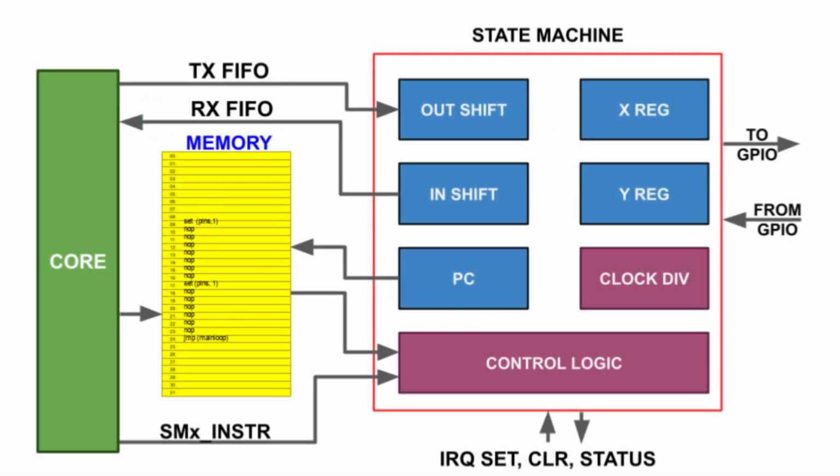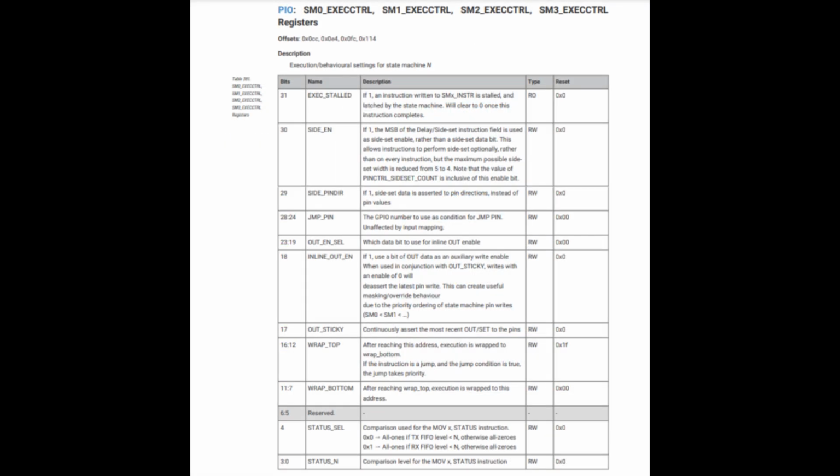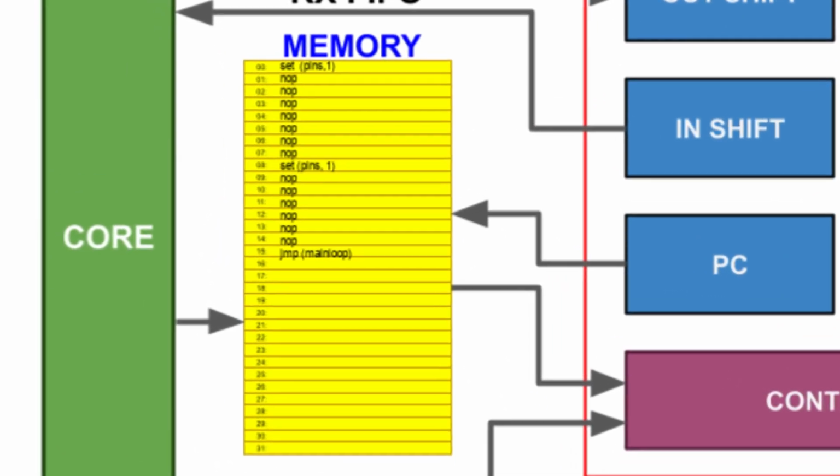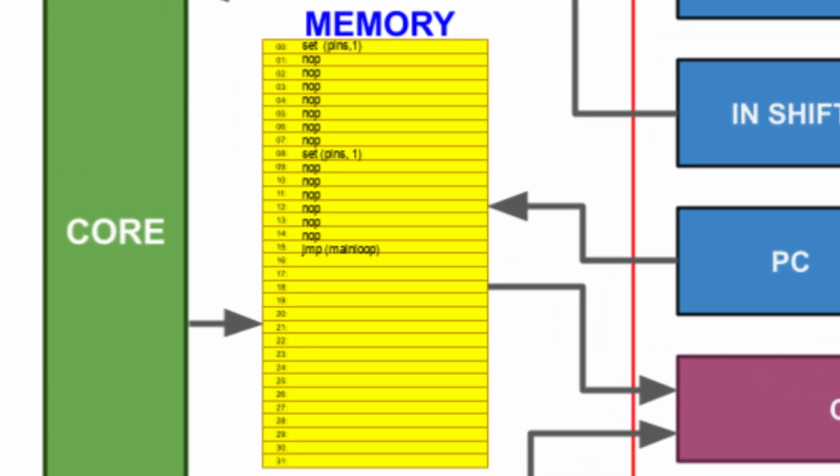Now we have to tell the state machine where to find the PIO program. Refer to the state machine 0 execution settings register located at an offset of CC hex. There are a lot of execution parameters we could set here. However, the only ones we're interested in today are the wrap top and wrap bottom. The wrap bottom is the start of the PIO program for this state machine and is equivalent to the wrap target. Since we choose to start the program at location 0, this parameter will be set to 0.